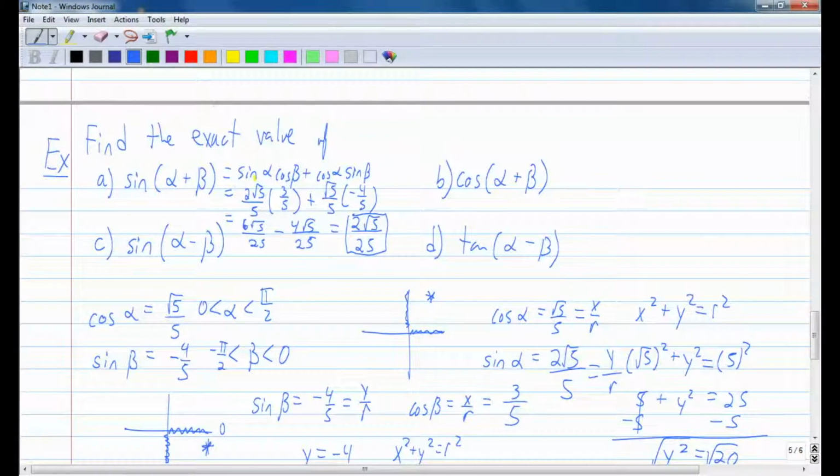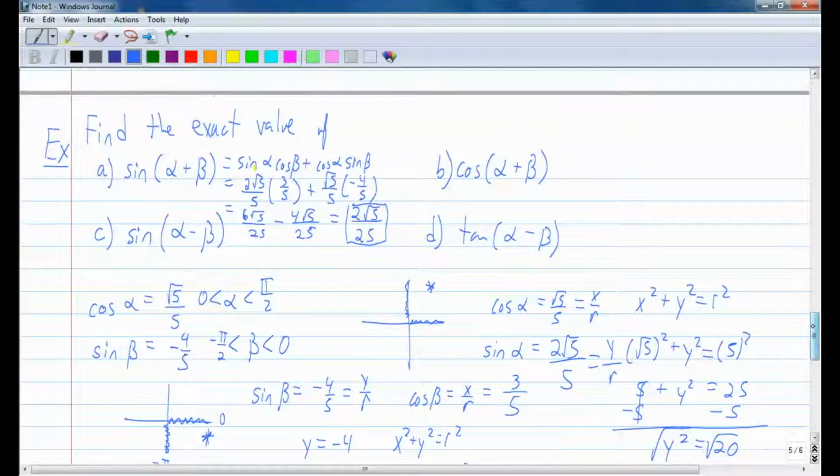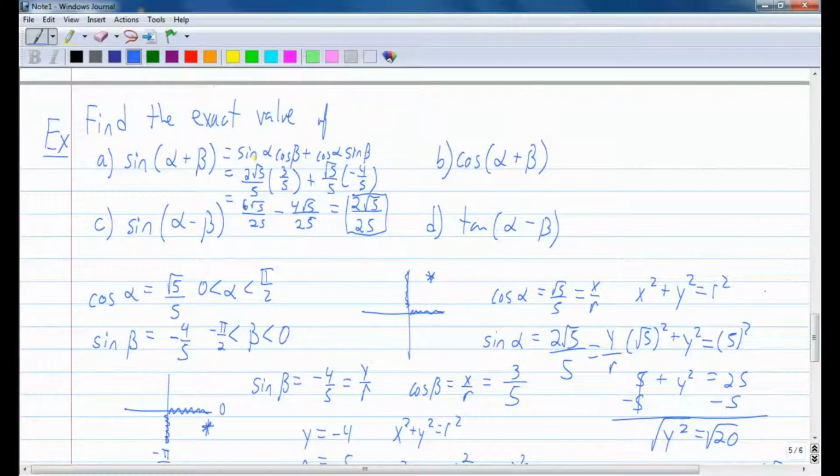Alright. Now luckily for part B and part C, we've already solved for alpha and beta. So all we need to do is make sure that we write down the formula correctly. I'm going to have to get a little more space here, so I'm going to erase these two and I'll come back and write them in. Cosine of alpha plus beta is equal to cosine of alpha times cosine of beta minus sine of alpha times sine of beta.